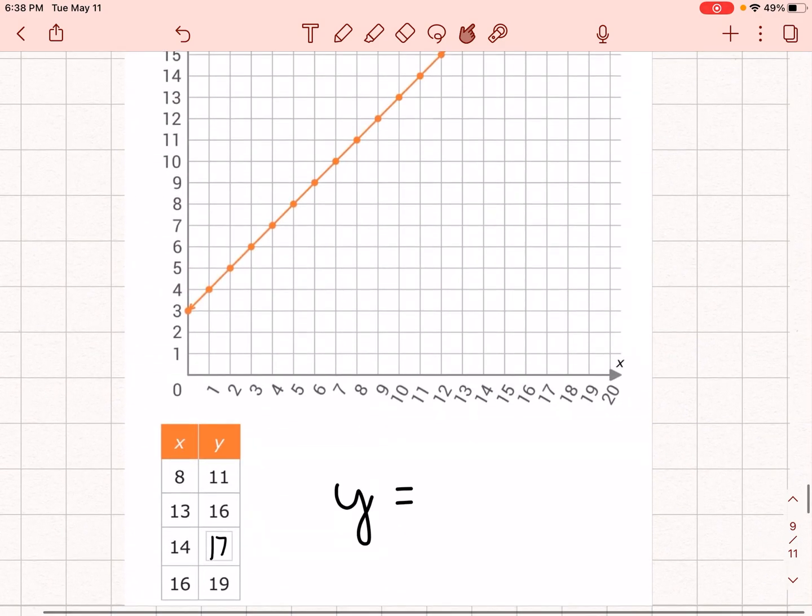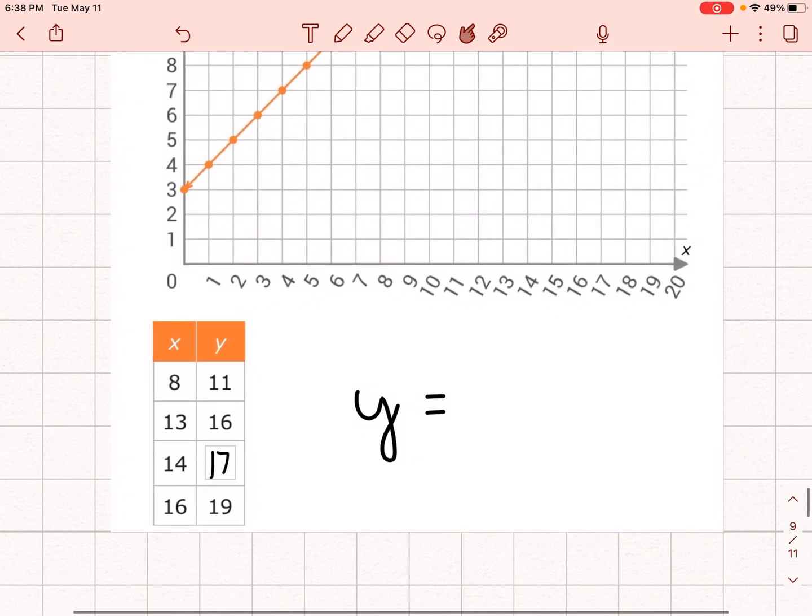Now let's use this information to write an equation. You'll notice that for all the values of x, y is always greater. Here x is 8 and y is 11. X is 13, y is 16. We can say that all the values of y are greater than the values of x. That means that whatever y is, we start with a number and it gets bigger somehow. Either we're adding or multiplying something.